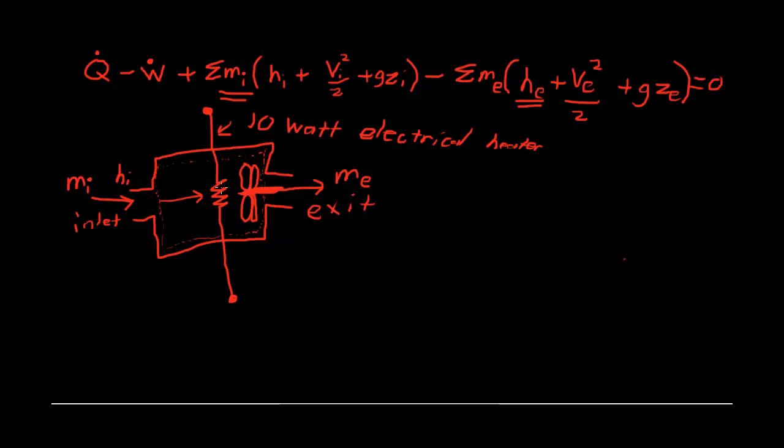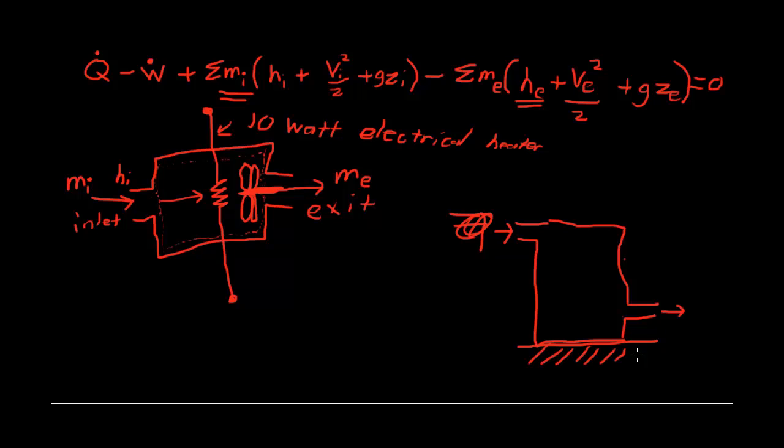It's also going to have an inlet velocity and an outlet velocity. It's going to have an inlet elevation and an outlet elevation. And in this case, the water going through isn't changing in elevation. Maybe if I had a control volume like this. So if I had a fluid entering here and exiting here, and let's say this was the ground, a big tank sitting on the ground, well then obviously I'm going to have an elevation change.